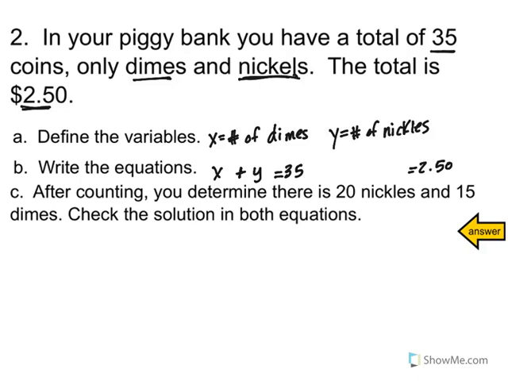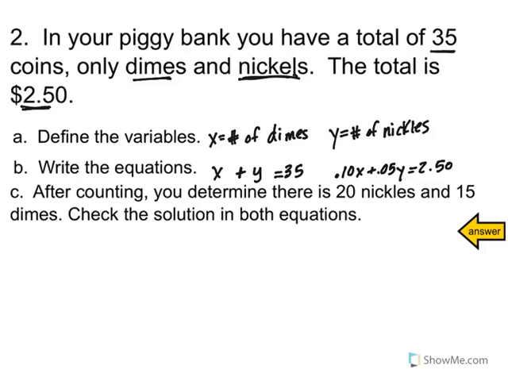We know that the total value is $2.50. So how could I figure out how much worth of dimes I have? Well, if a dime is worth 10 cents, that's 0.10 X, plus a nickel is worth 5 cents, so 0.05 Y, will give me a total of $2.50. Now, after counting, he determined there were 20 nickels and 15 dimes.